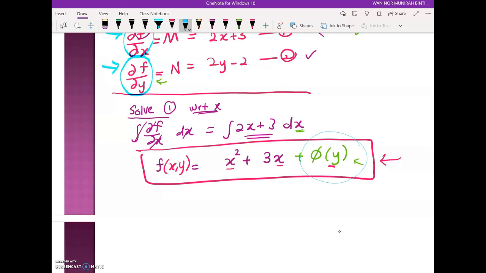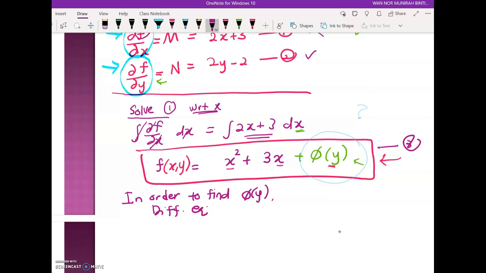In order to find phi(y), we need to differentiate. Let's call this equation 3. We must differentiate equation 3 with respect to y.